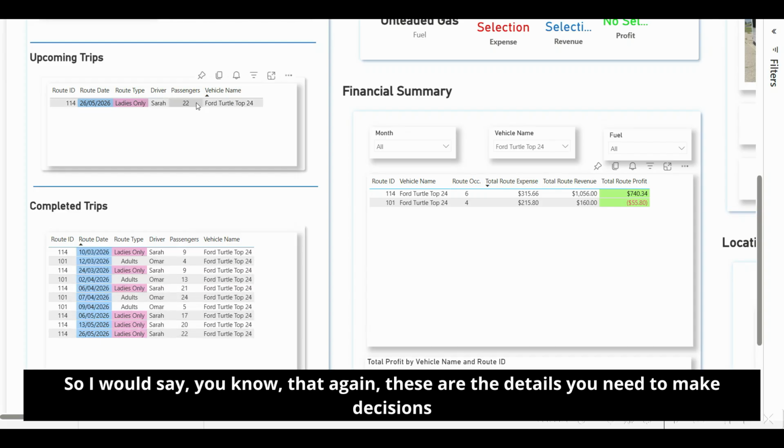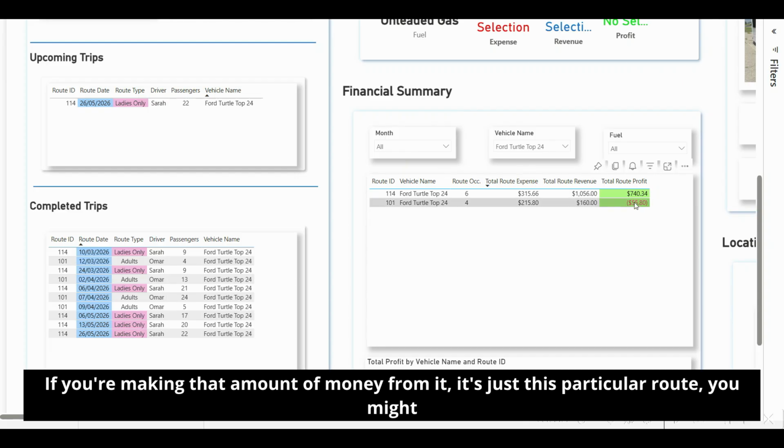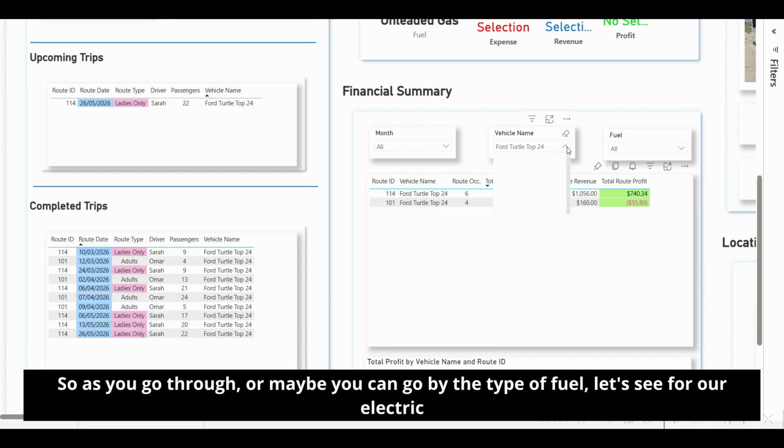So I would say that, again, these are the details you need to make decisions with. You wouldn't eliminate using the Ford Total Top if you're making that amount of money from it. It's just this particular route you might want to look at one-on-one, right? So as you go through, or maybe you can go by the type of fuel.